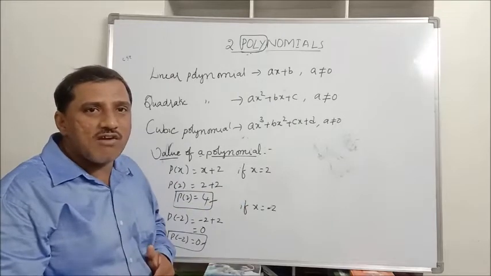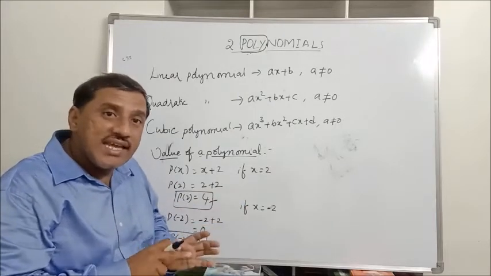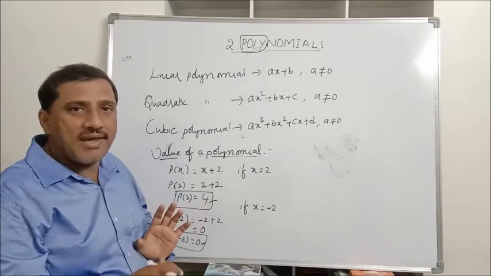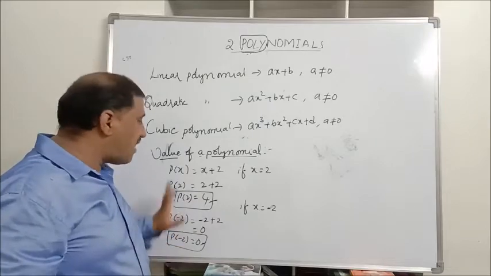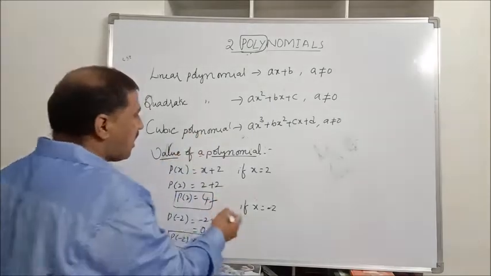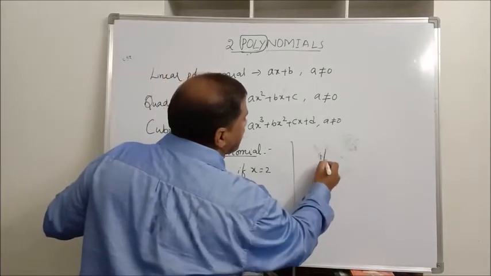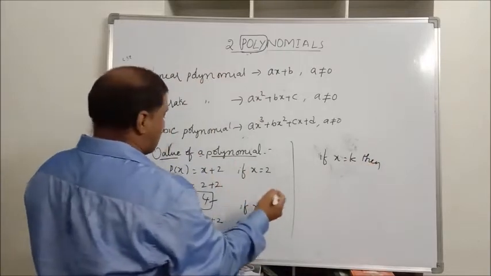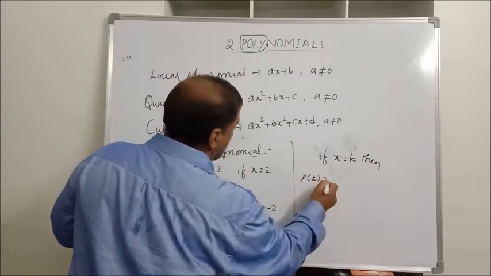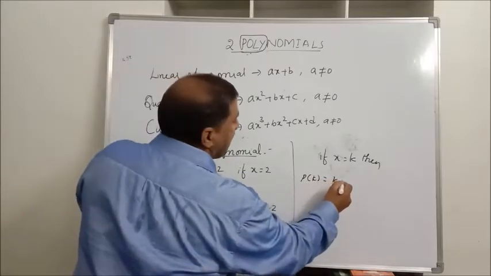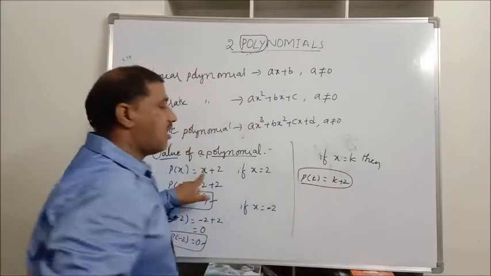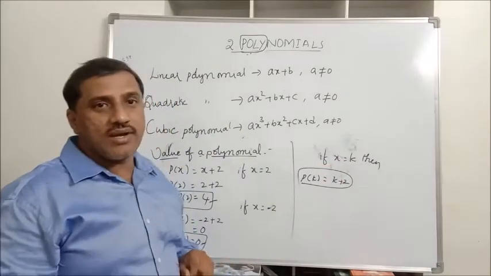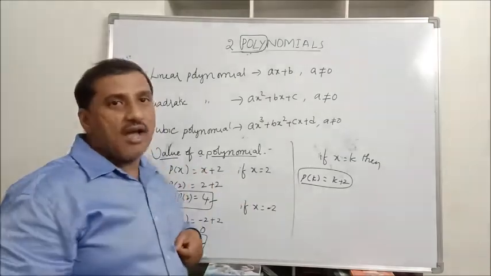So how do we find the value of a polynomial? By substituting the value of the variable in the place of the variable in the given polynomial, and on simplification we get the value of the polynomial. Similarly, if x is equal to k, then what do we get for this polynomial? P of k is equal to k plus 2. So this is the value of the given polynomial p of x when x is equal to k. This is known as the value of a polynomial.